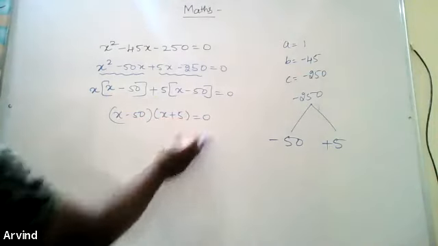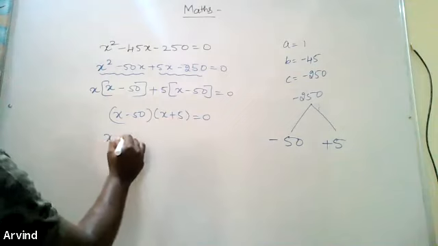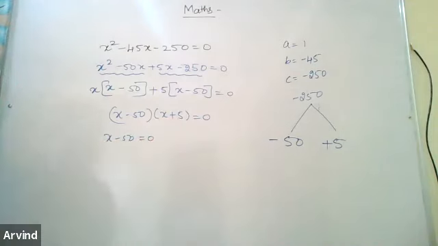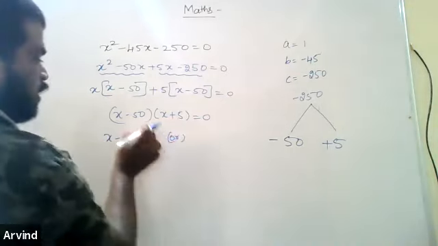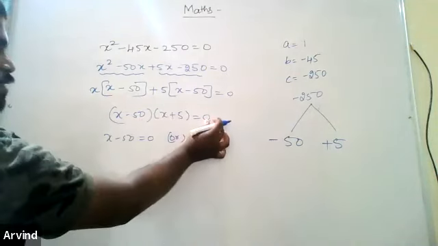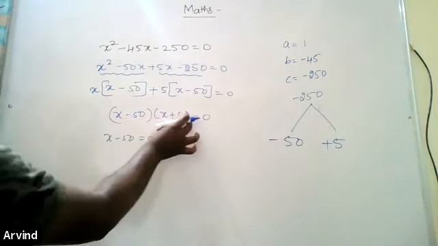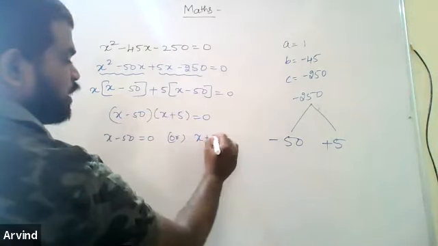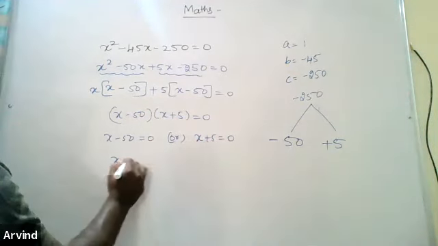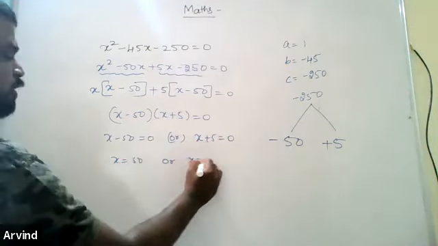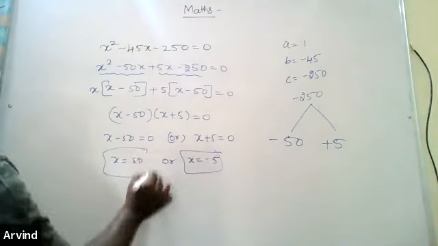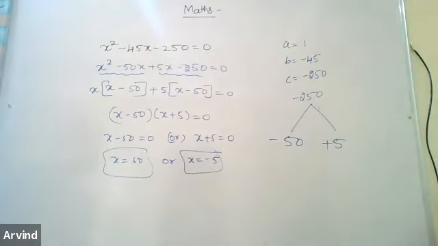If the product of two things is equal to 0, individually you can equate it. x minus 50 is equal to 0, or, when two things are multiplied and 0 comes, either this should be 0 or this should be 0. x plus 5 is equal to 0. Therefore x is equal to 50 or x is equal to negative 5. Is it clear? Is it clear to everyone?